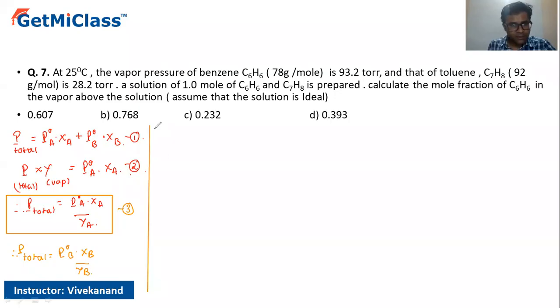So for benzene, let's go for A, let's say it is for the benzene, right? When we are speaking about the benzene over here, what do we know about it? The pressure that has been given is 93.2 torr, right? And for B, of course, it is toluene. For the toluene, what we have is P is equal to 28.2 torr, right? These are the two things that we already know. So now let's go with the substitution.